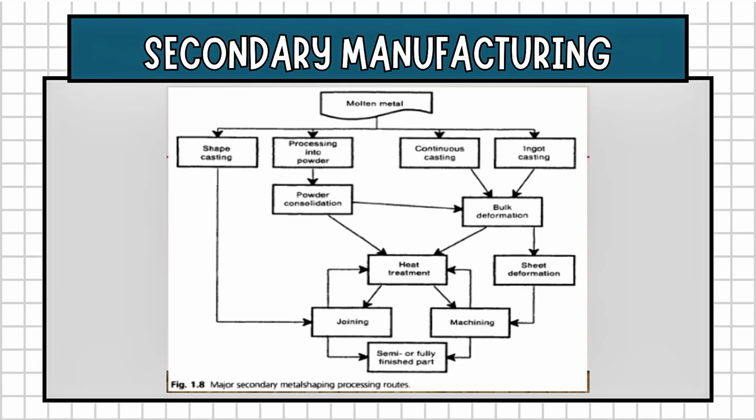Another major path is ingot casting, where molten metal is poured into large molds to form ingots. These ingots are later reheated and processed through bulk deformation, again involving operations like forging or rolling to refine the structure and shape of the metal. From bulk deformation, the material may then undergo sheet deformation if the goal is to produce thin, flat products. Sheet deformation includes processes like sheet rolling, stamping, and deep drawing.